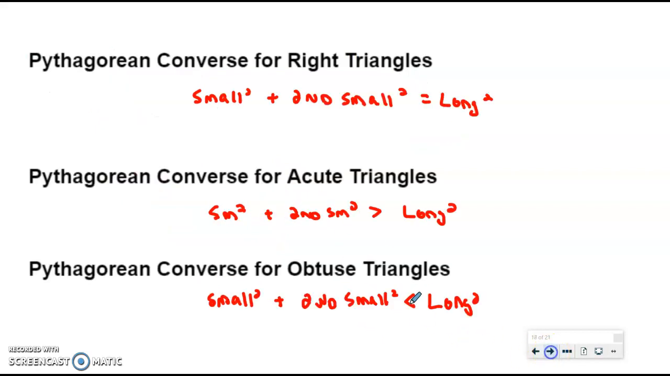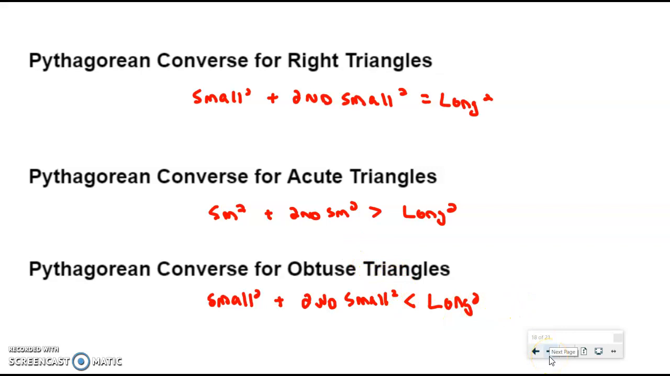using the Pythagorean converse. So here are your converses, okay? If it's a right triangle, smallest squared plus second smallest squared is always going to equal my longest side squared. For an acute triangle, the sum is always going to be bigger than the longest side squared. And for obtuse triangles, the sum is always going to be smaller than the longest side squared.